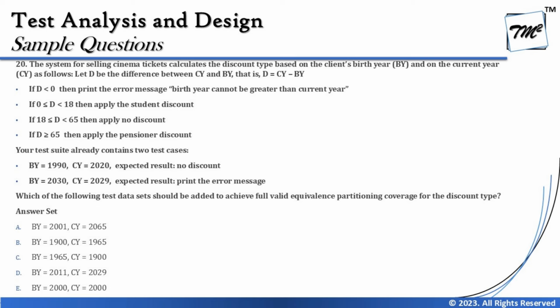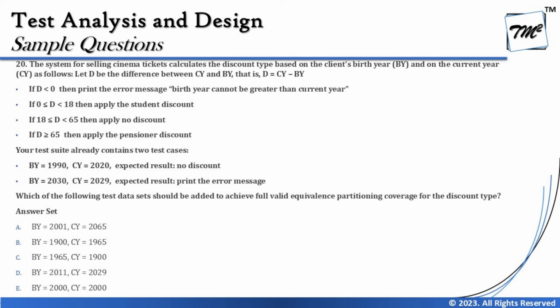The third partition is D greater than or equal to 18, but less than 65. Again, less than, not less than or equal to. And then the fourth partition covers where D is greater than or equal to 65. So we have different outputs for this. For the first one, we will get error, then apply student discount, then apply no discount, and apply the pensioner discount.